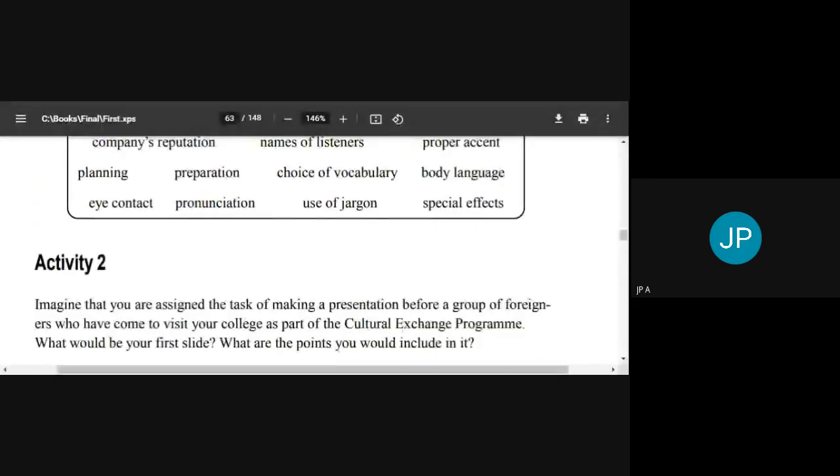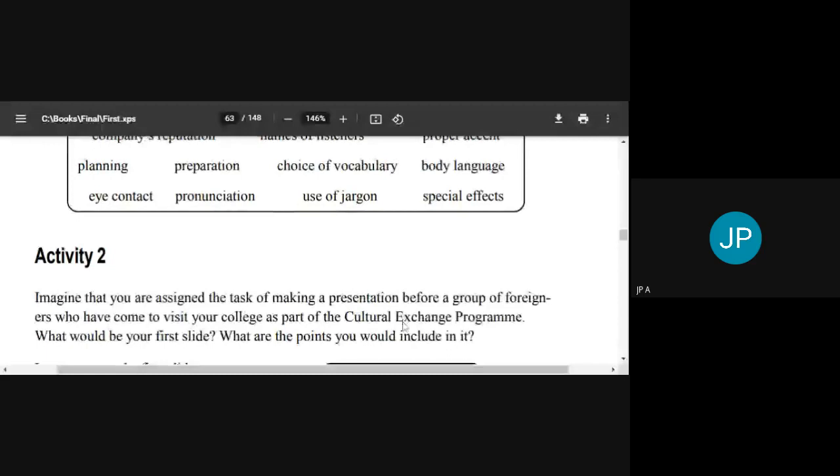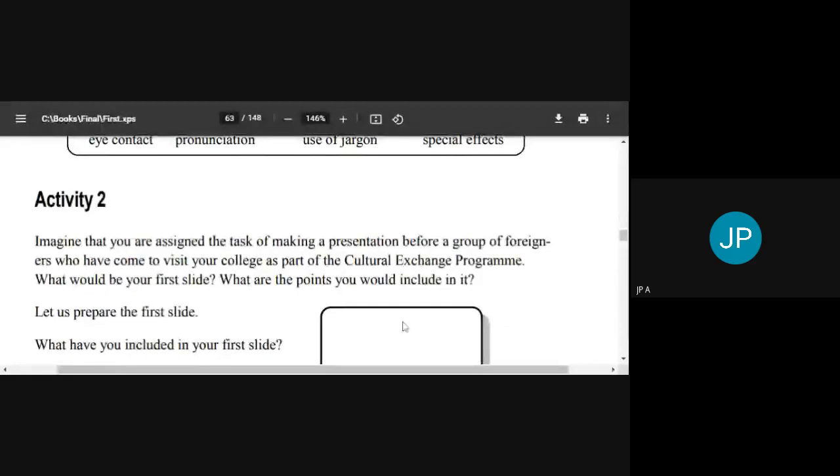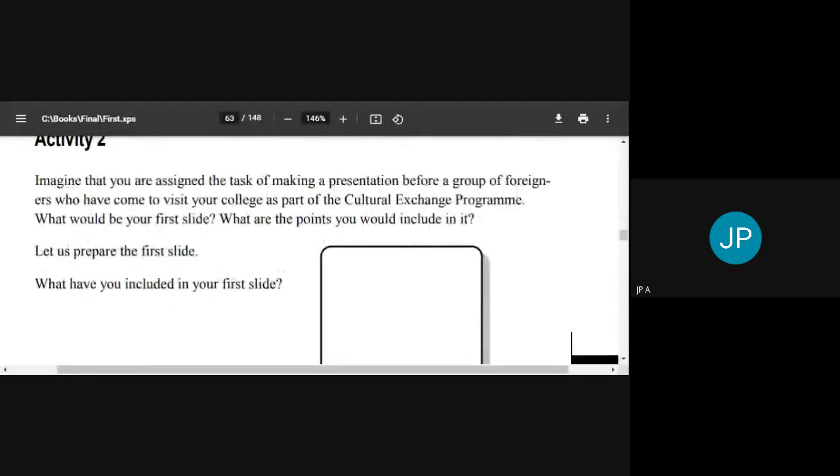So there is a task for us. Suppose we are assigned. So the activity 2 says, imagine you are assigned the task of making a presentation before a group of foreigners who have come to visit your college as part of the cultural exchange program. What would be your first slide? What are the points you would include in it? So let us prepare the first slide.